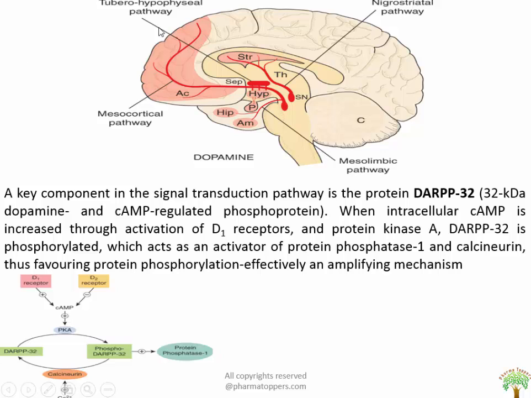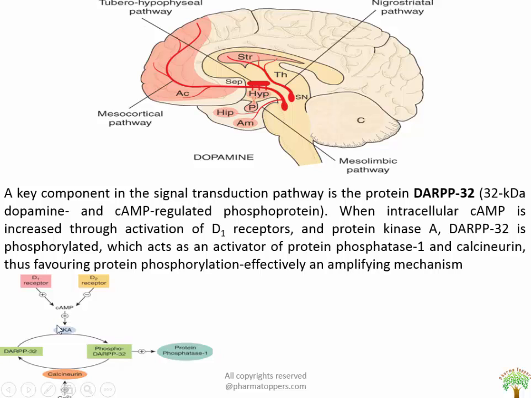Now the last pathway is tuberohypophysial system, which is a group of short neurons running from the ventral hypothalamus to the median eminence and pituitary gland, the secretions of which they regulate. The most important point is that they involve in the control of the prolactin, which is inhibited by the dopamine.